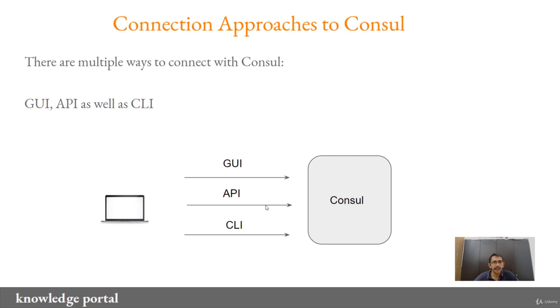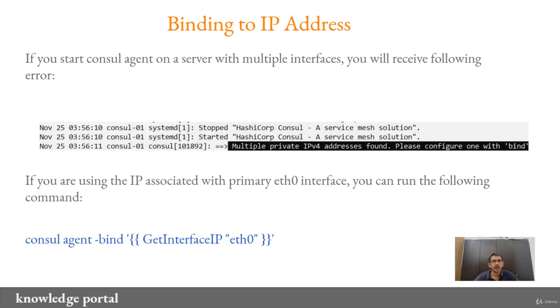The next important area is related to the connection approaches to Consul. Do note that there are multiple approaches in which we can connect to Consul. You have the GUI, you have the API, and you even have the CLI way. One more important question is related to binding to an IP address. Let's assume that you are starting a Consul agent on a server that has multiple interfaces. In that case, you will directly receive an error stating that multiple private IPv4 addresses have been found. Please configure one with a bind. This is something that we have already seen in our practicals.